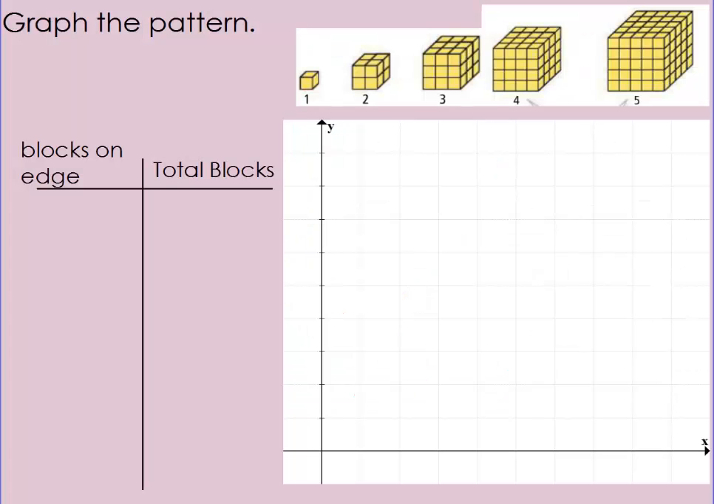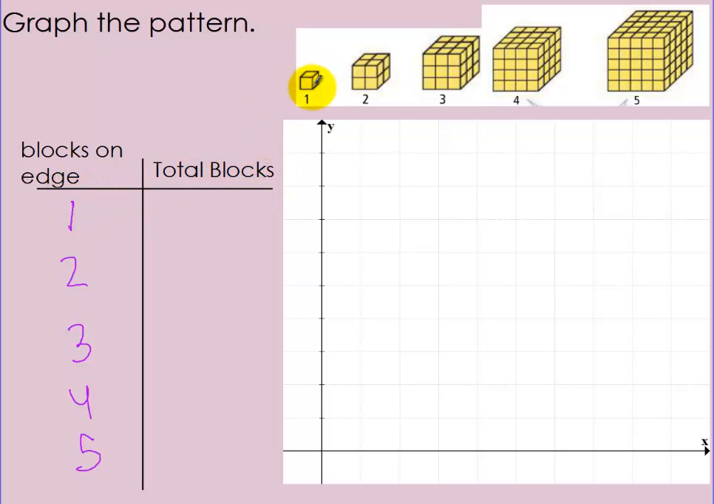All right, try a different graph. So we're going to graph this pattern here. So you see a pattern with these blocks. So the first block, and we're going to count how many blocks are on the edge. So this is at 1, 2, 3, 4, 5. So we're going to create this table to plot. So 1, 2, 3, 4, 5. Now we're going to plot the number of blocks on the edge versus the total blocks.